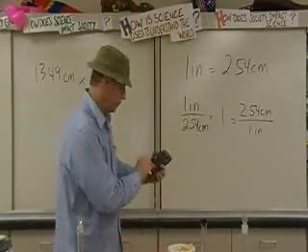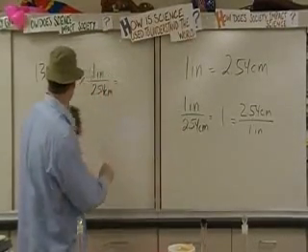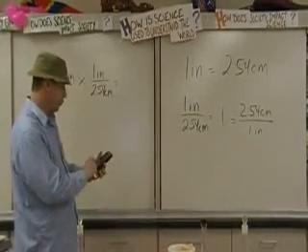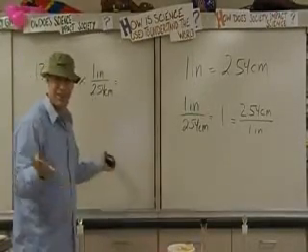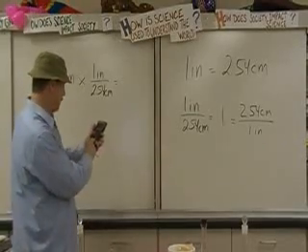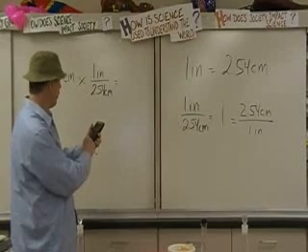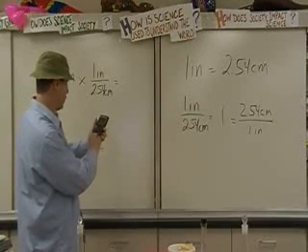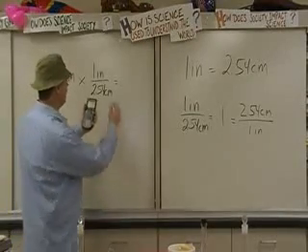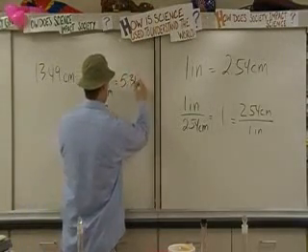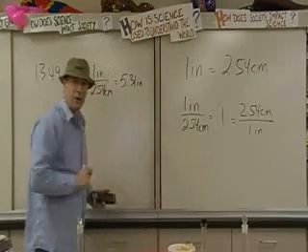I'll use my calculator. So we have 13.49 times 1 divided by 2.54. Of course, I can just skip the times 1 because 1 times anything is anything. So I'm going to say 13.49 times 1 divided by 2.54 equals, and we have this lovely little thing, 5.31 inches.